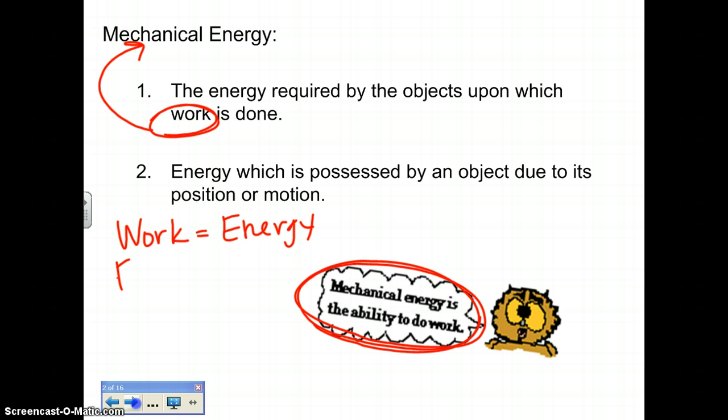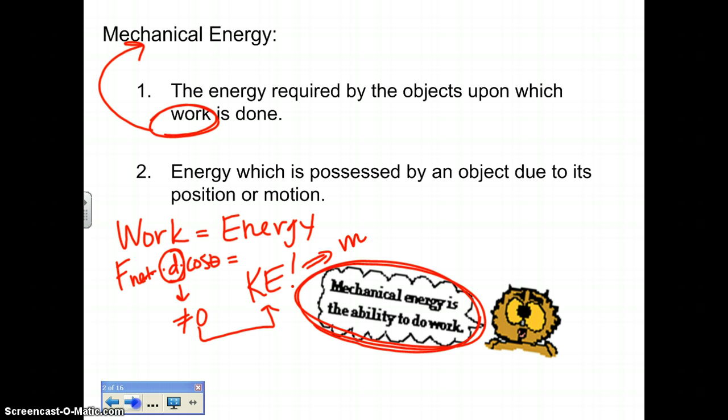Well, if you think about work, work is your net force times your distance moved, cosine theta. So if you have a force and a distance moved that is not equal to 0, what type of energy must you be working with? You must be working with kinetic energy, right? Because kinetic energy is the energy of motion. So to put it all together, the work-kinetic energy theorem should make perfect sense. In order to say that there was energy in the system, it is the ability to do work. That's exactly what this statement is trying to tell you.